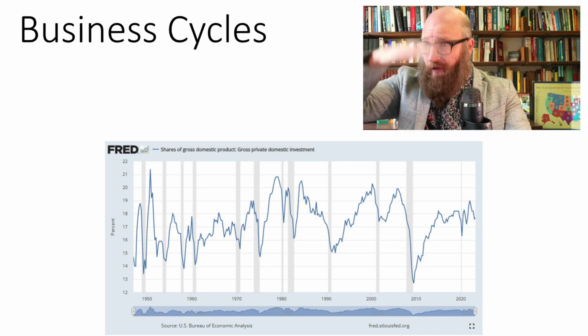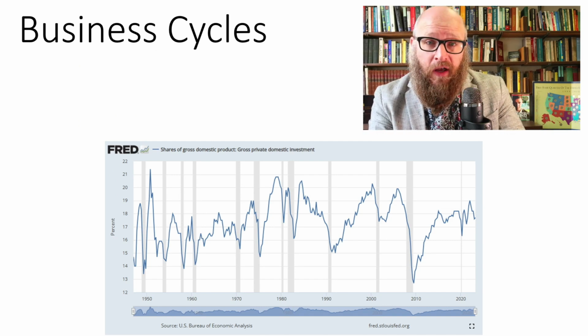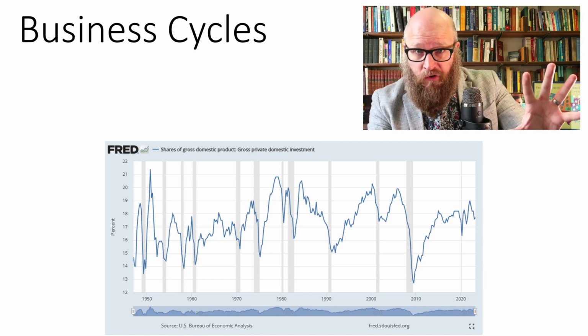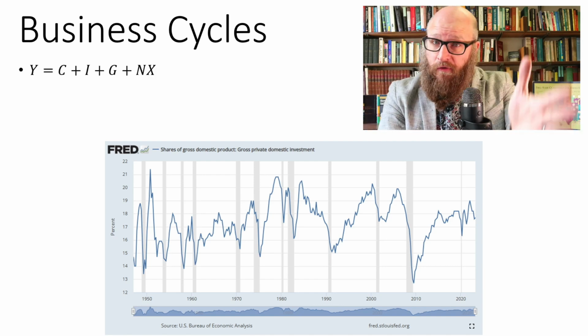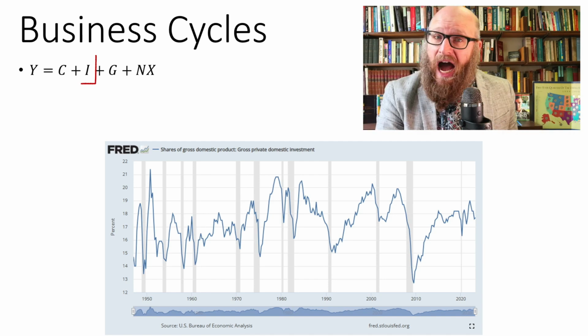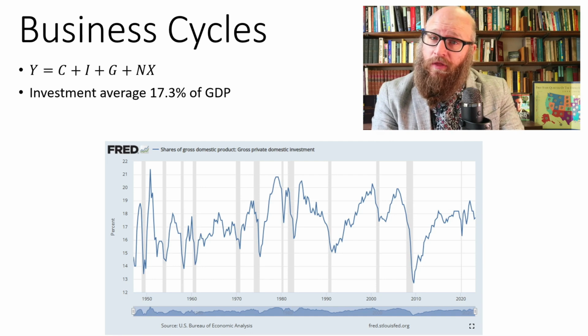But we're not done. Fluctuations in annual capital investment is one of the leading causes of business cycles, recessions, expansions, etc. What matters in the short run? GDP is composed of consumption, investment, government expenditures, and net exports. The I is the most volatile of the four components. Investment averages 17.3% of GDP.